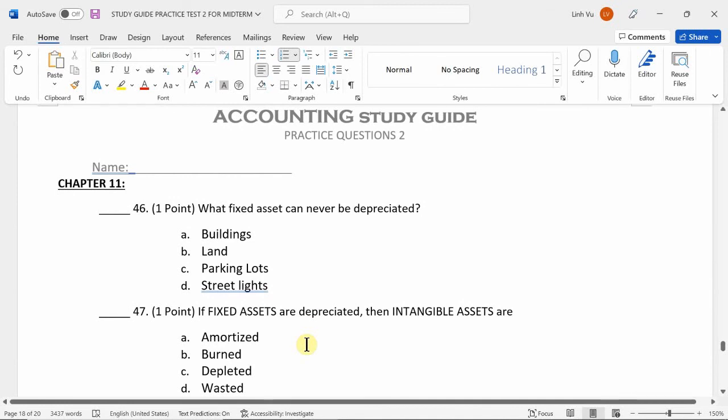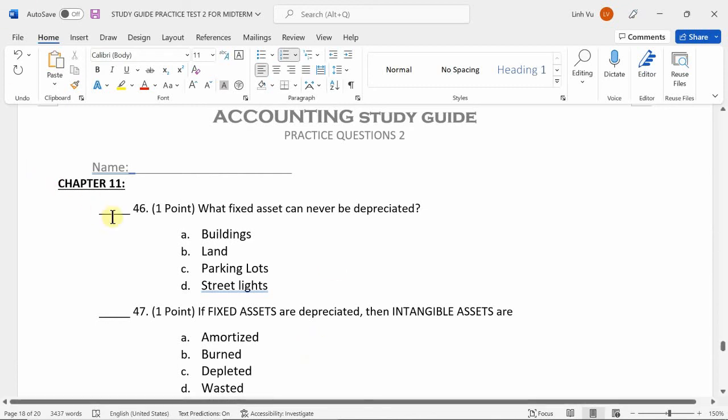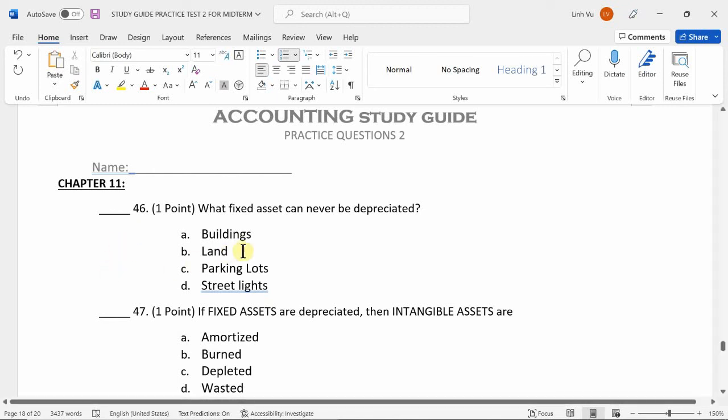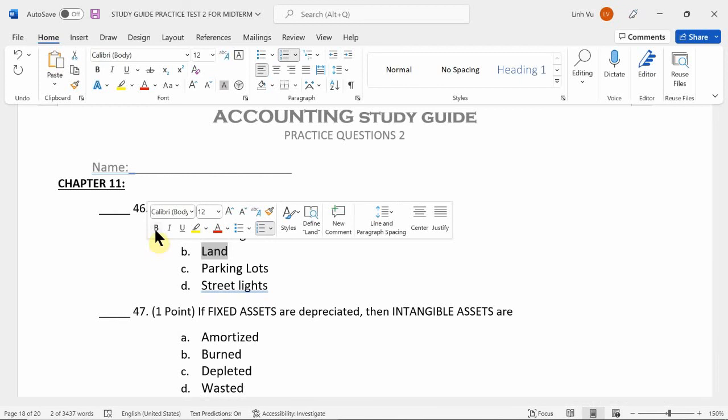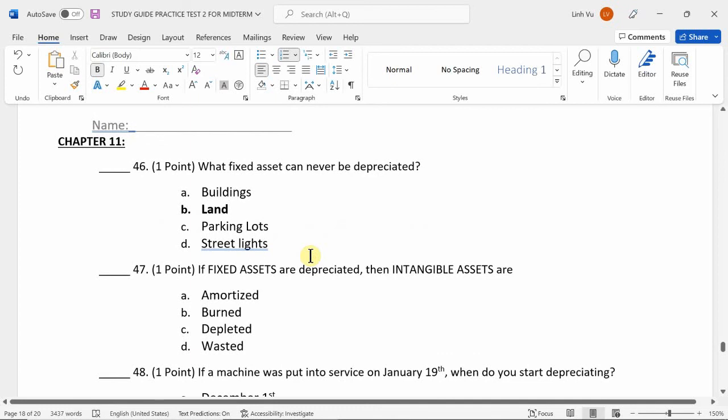All right. Next is going to be chapter 11. Chapter 11 here. We got question 46. What fixed asset can never be depreciated? Land is going to be your answer. Why? Because land can only be depleted. It cannot be depreciated, whereas buildings can be, parking lots, and 100% streetlights can be as well.